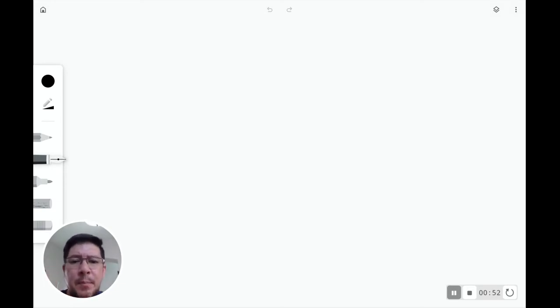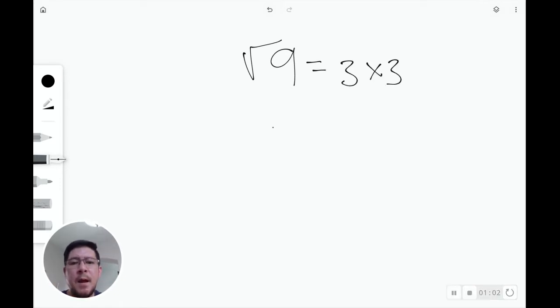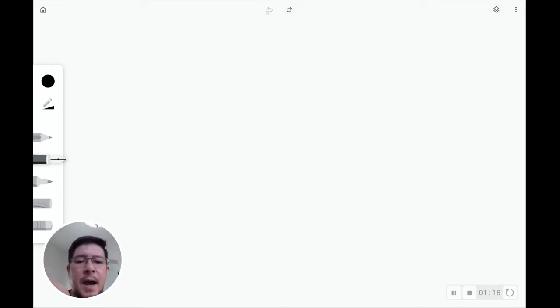For example, let's take the number 9. Well, I know that the square root of 9 is equal to 3 times 3. I also know that 3 and 3 are both identical whole numbers. And since I'm multiplying them together, I end up getting another whole number. So in other words, 9 is what we call a perfect square.